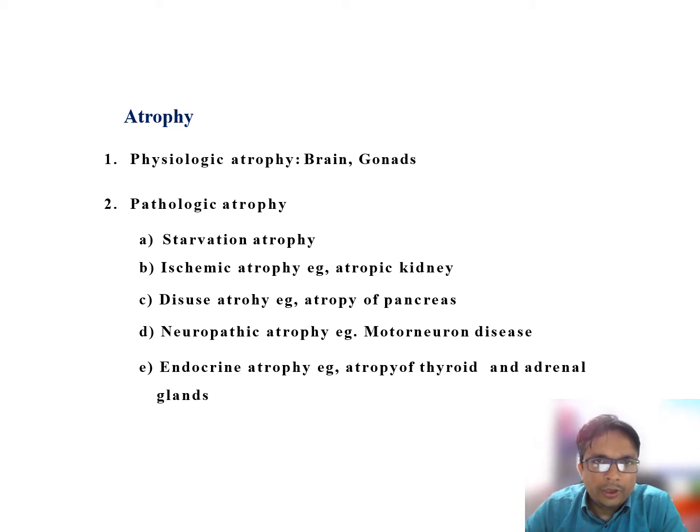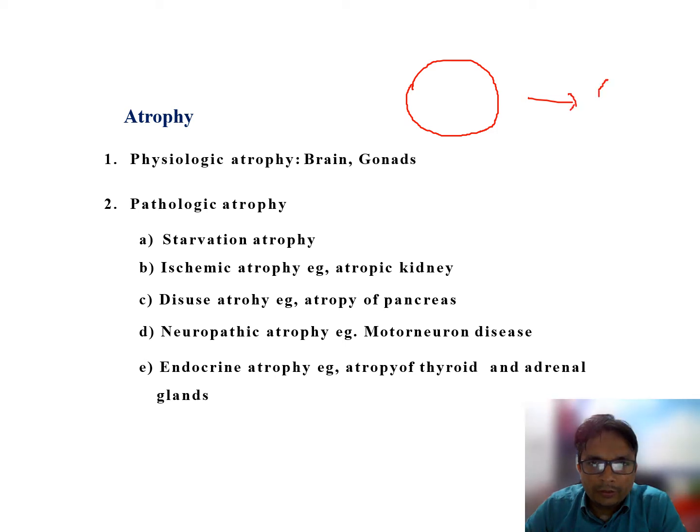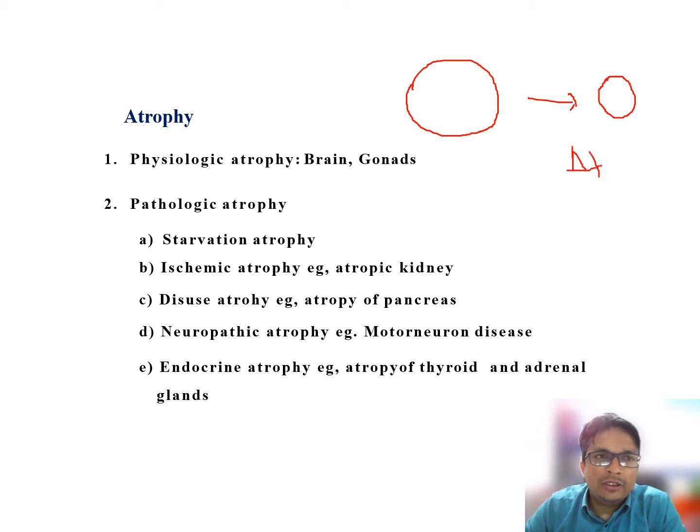Atrophy is one of the cellular adaptations. Consider this is a normal cell. If, due to some reason, the cell size gets shrunken, then this condition is known as atrophy. Shrinkage of a cell is called atrophy.